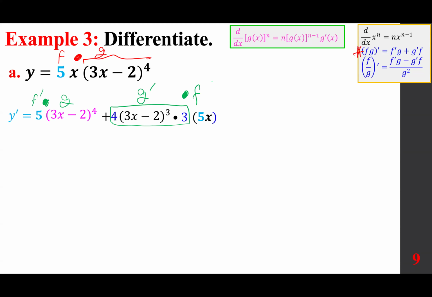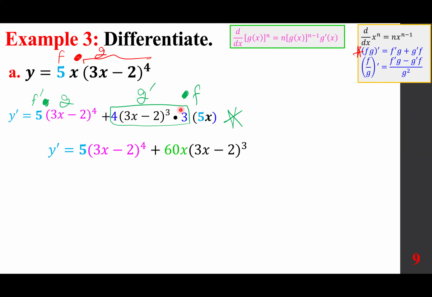We are done with calculus, everybody. End of calculus. Now the rest will be algebraic techniques. So what do we do next? Well, first and foremost, we put this together as 4 times 3 times 5, 60x in front of it. So this piece remains unchanged. This piece, we write as 60x, 3x minus 2 cubed. And we notice 3x minus 2 is in common.